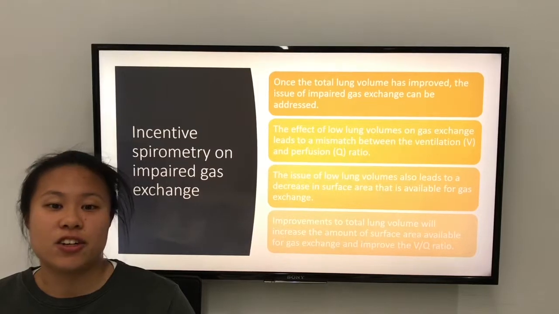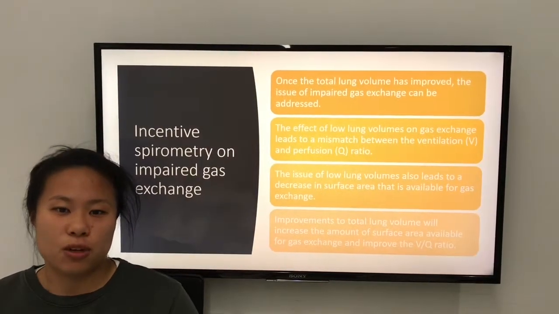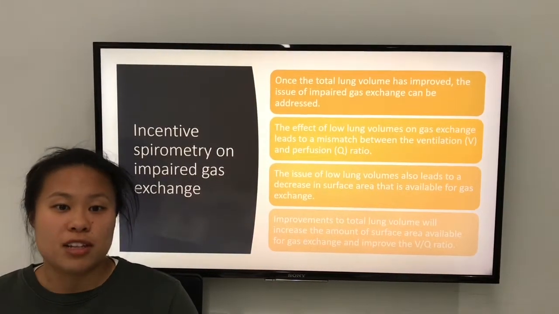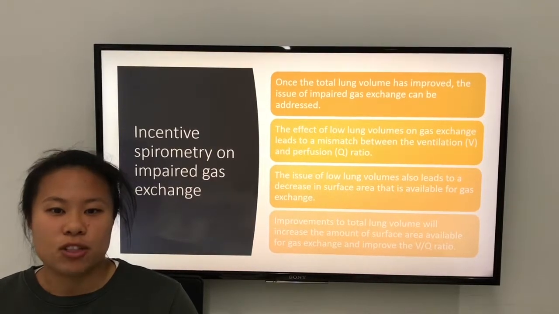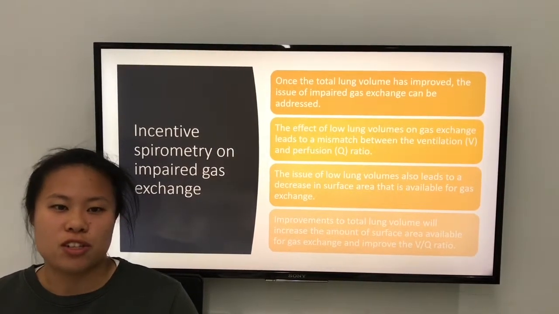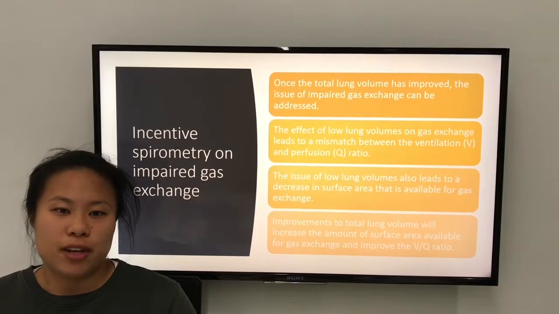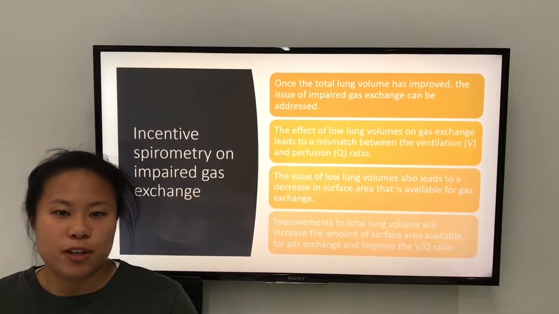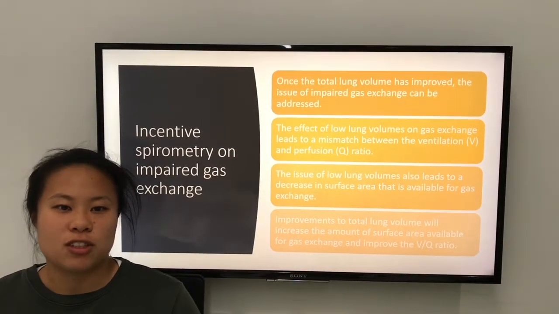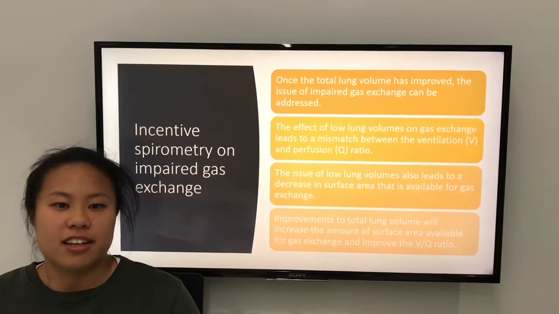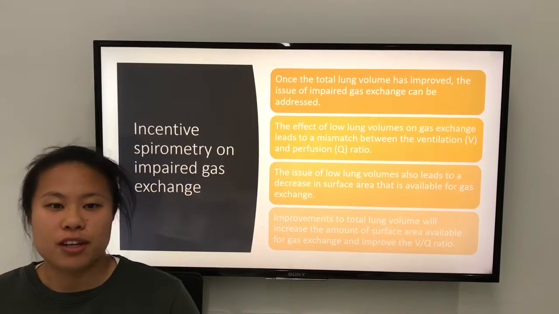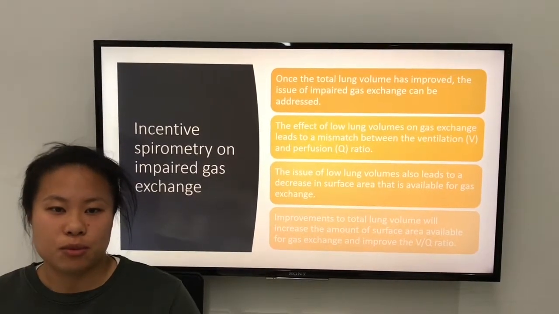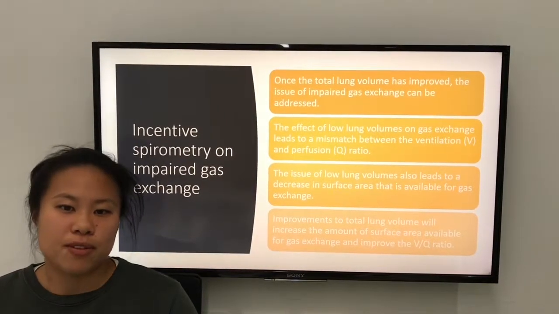Impaired gas exchange can occur due to decreases to total lung volumes. Disruption to the gas exchange process can also affect the ventilation and perfusion ratio. For optimal VQ ratio, one of the contributing factors is available surface area for gas exchange. Improvements to total lung volume will increase the amount of surface area available for gas exchange and improve the VQ ratio.